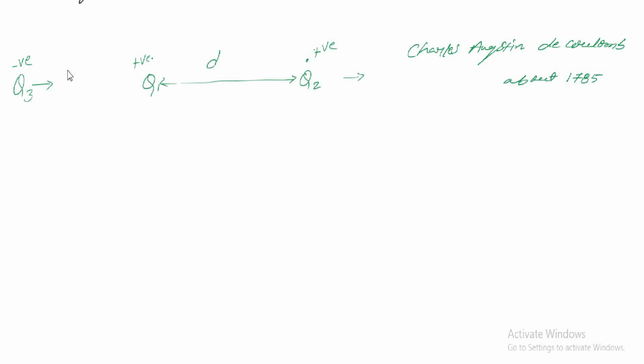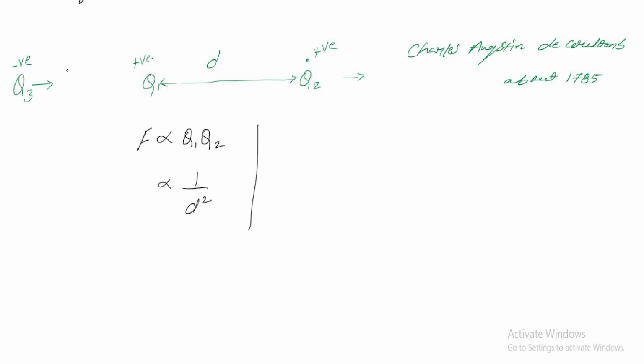What he said is that the force between the two charges, whether attraction or repulsion, is directly proportional to the multiplication of the two charges and inversely proportional to the distance between them. So according to the definition, F is directly proportional to Q1 Q2, and inversely proportional to the square of the distance between them. Here the force is a vector.